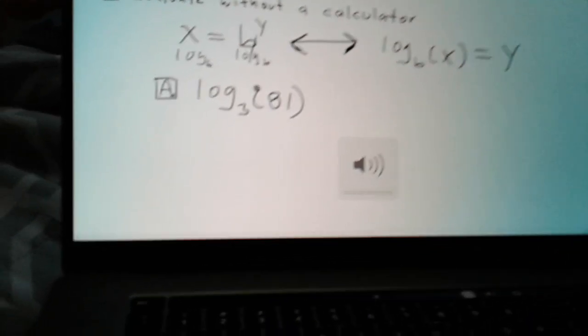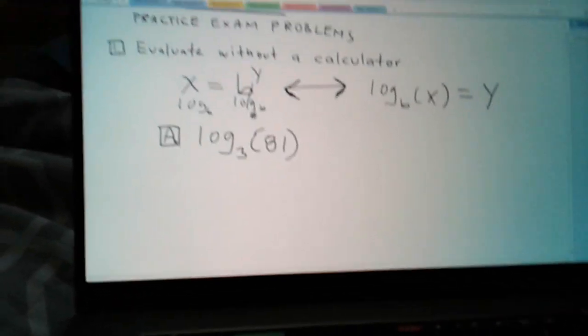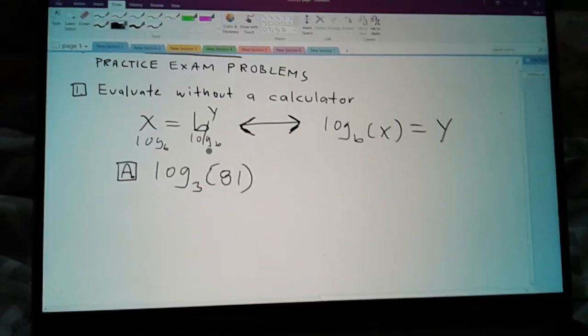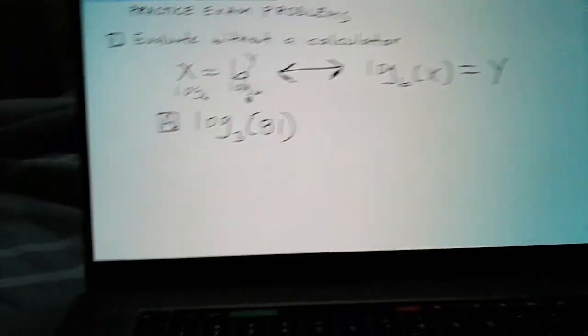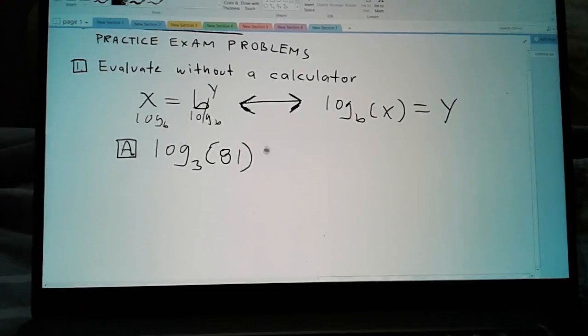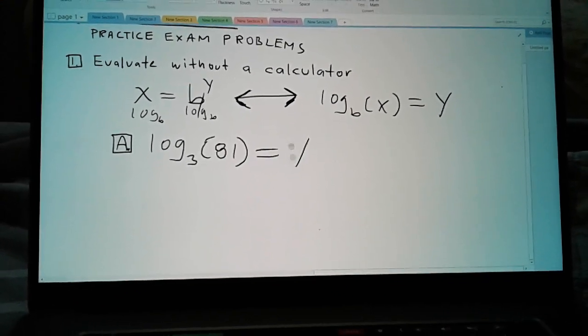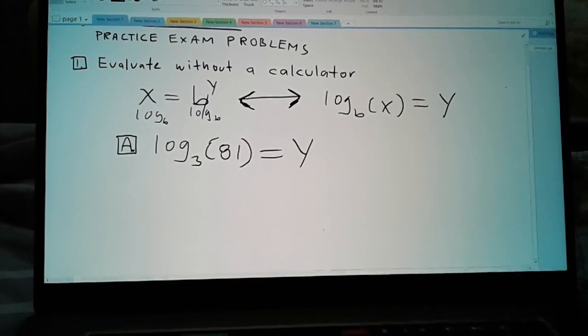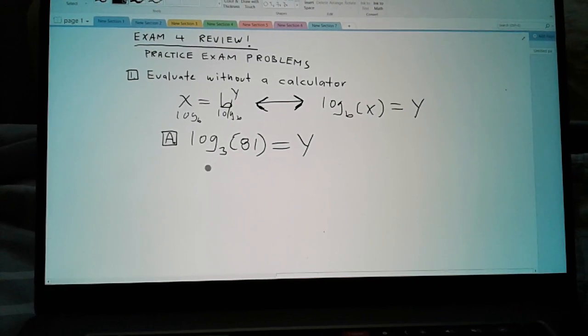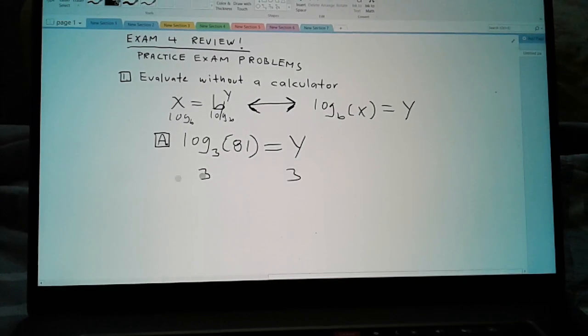Okay, so there's different ways you can do this problem without a calculator. So if I ask you to find log base 3 of 81, one thing you could do is you could say it's equal to y. So if I say that, then I'm going to raise both sides to the power of 3.